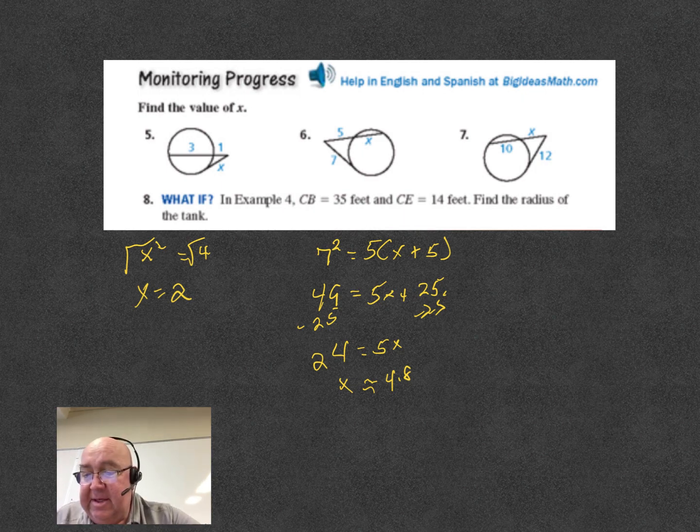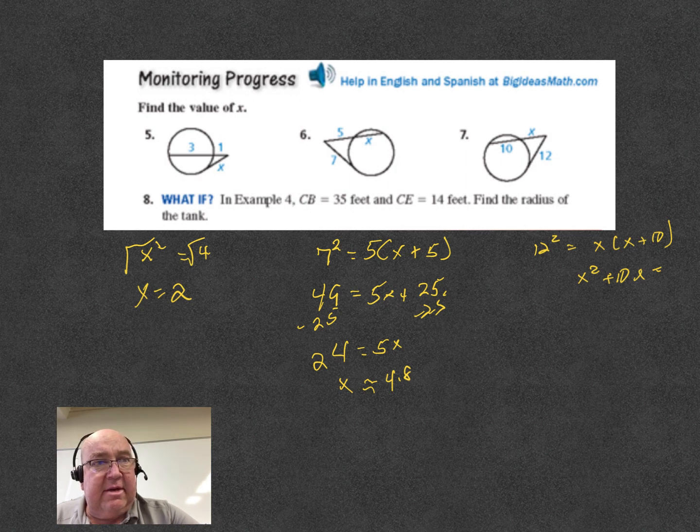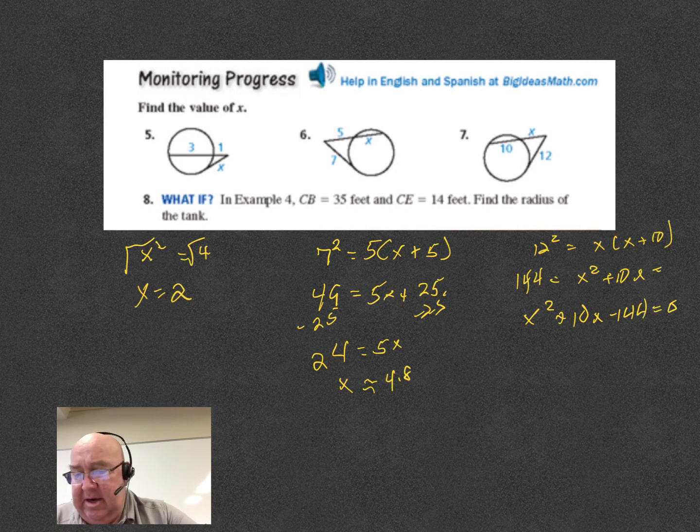Number 7 is another one that's going to involve the quadratic formula to figure out. So we're going to have 12 squared is equal to x times x plus 10. We'll get x squared plus 10x is going to equal 144. We're going to go x squared plus 10x minus 144 is equal to 0. And we're going to put it in the quadratic formula, and trust me, we come up with x is equal to 16.